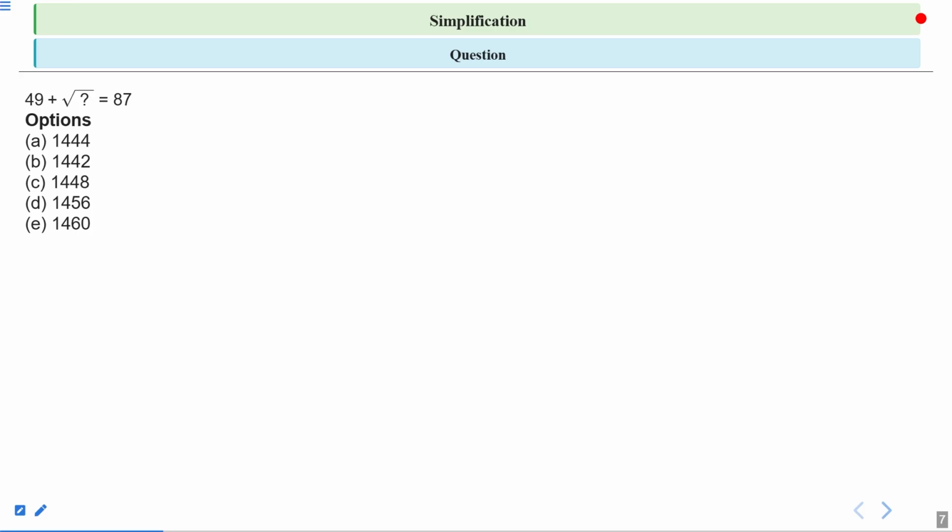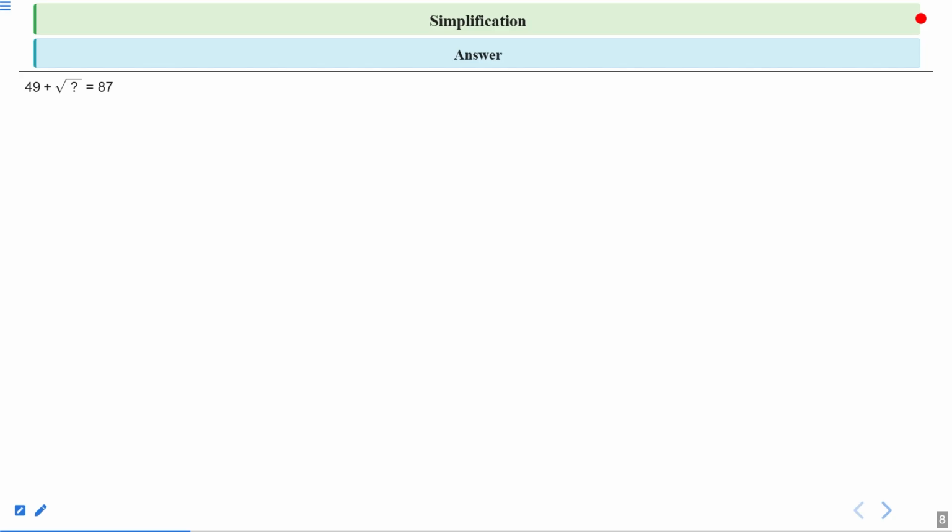49 plus square root of the question mark equals 87. What will be the value of the question mark? So there are 5 options. A is 1444, B is 1442, C is 1448, D is 1456 and E is 1460. Now you have 10 seconds to solve this question. Your time starts now. Now time's up. Let's see the solution.